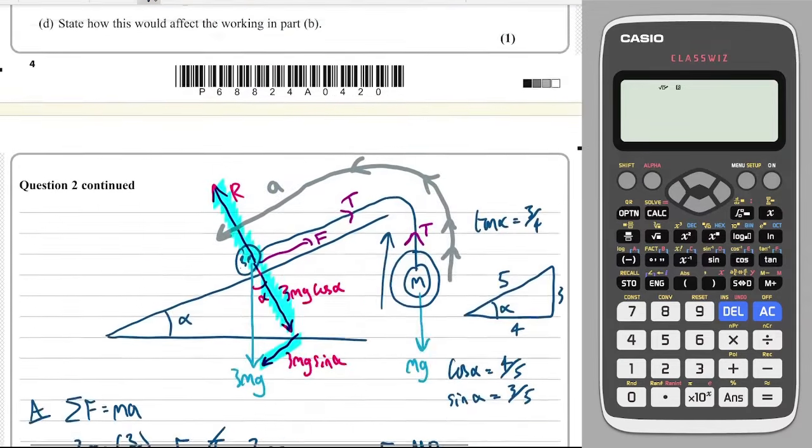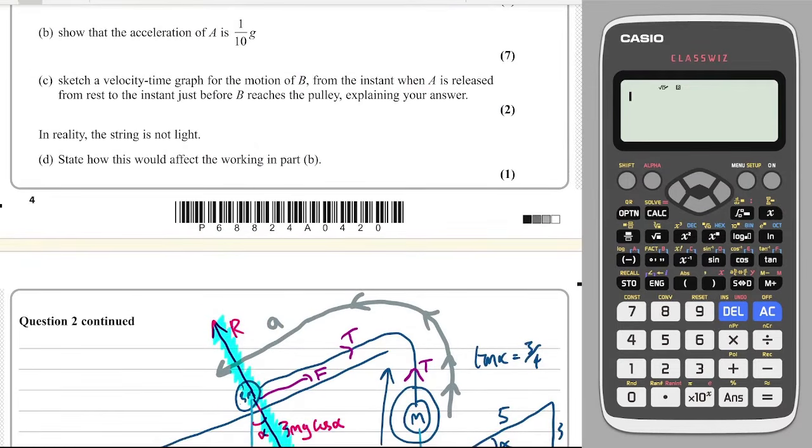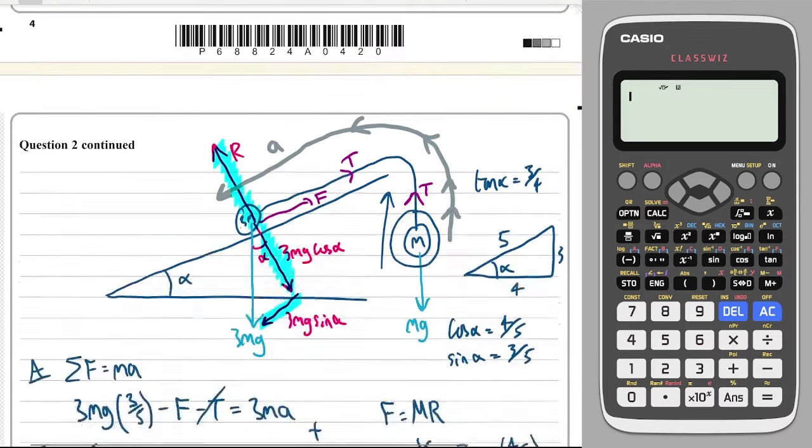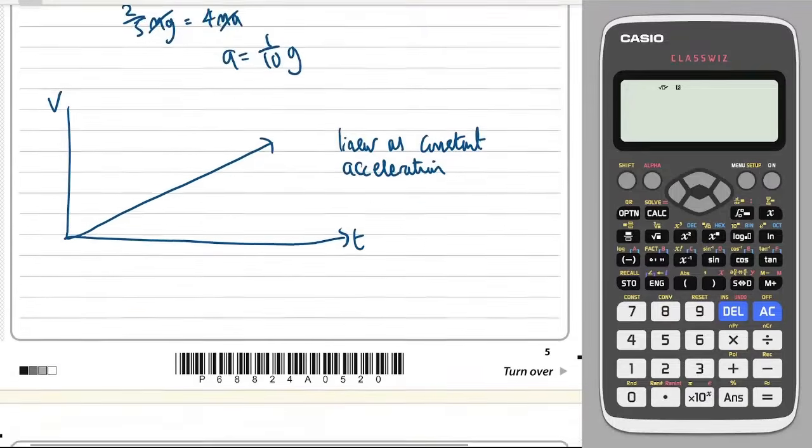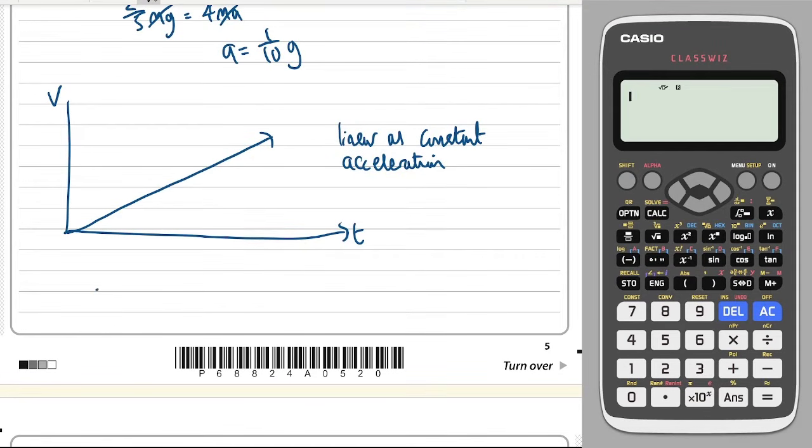And then finally, it's asking us to say that in reality the string is not light. State how this would affect your working in part B. Well, if the string had weight, then it would have weight like this, and therefore the tension would be needed to keep it up, otherwise it would go slack. So the tension would point up like this, in order to balance out.